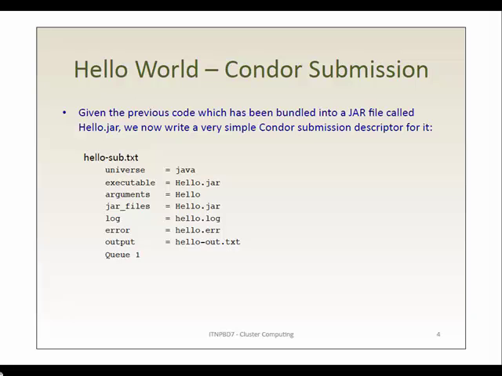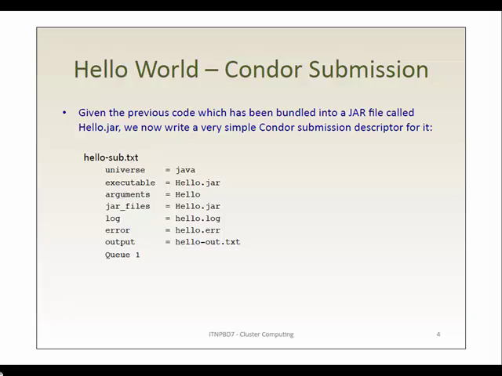First off, we're going to be using a Java program. So we say universe equals Java. This is a Condor submission. It's just a bunch of configuration assignments. We tell it that the executable will be this jar. The arguments will be hello. Arguments are how you run this from the command line. It's basically saying run the class hello.